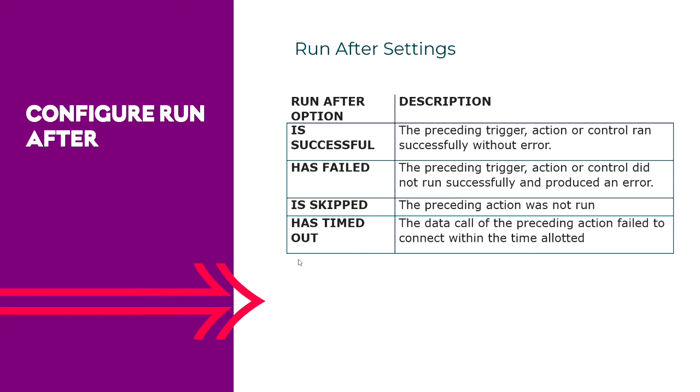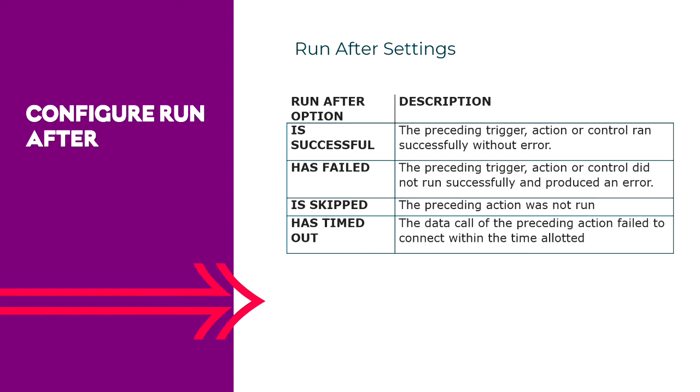The run after settings: is successful, so the preceding trigger or action control ran successfully, and in a scope that means all ran successfully. Has failed: the preceding trigger, action or control did not run successfully and produced an error, and that could be any one of the items in a scope could have failed, resulting in the whole thing as a failure. Is skipped is when, for any reason, the actual action was not run.